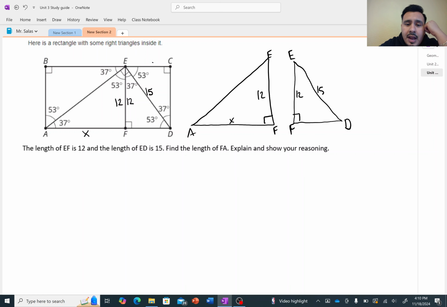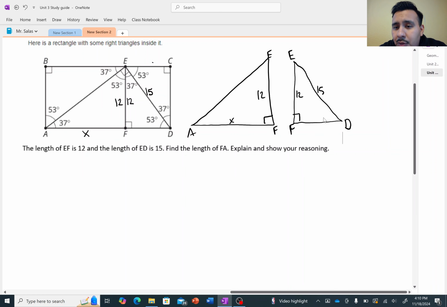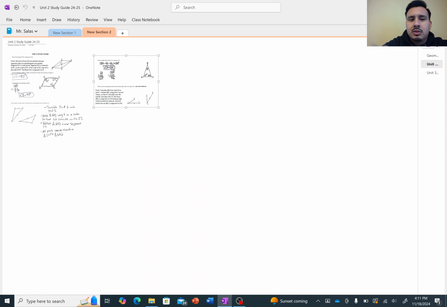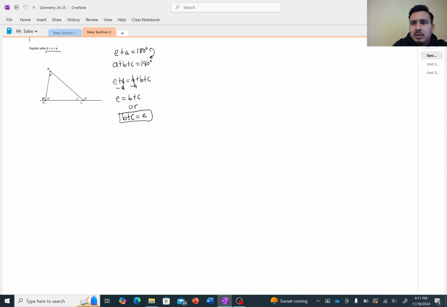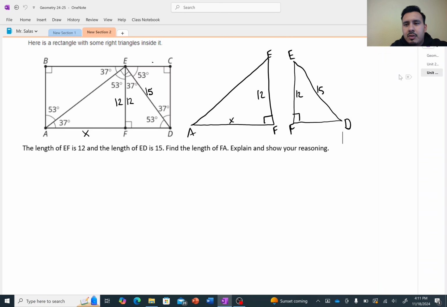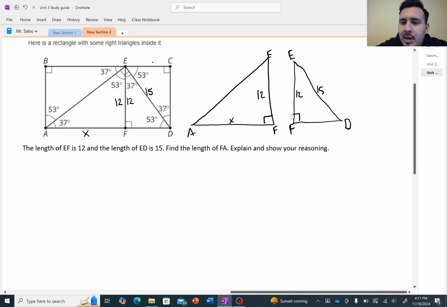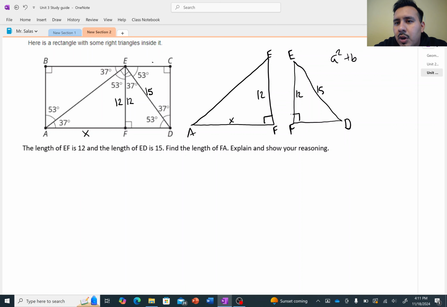Now, if I want to find this missing X, this missing value of FA, I have to find the corresponding side over here for FD. I know I have two sides, so I'm going to be using the Pythagorean theorem, right? The Pythagorean theorem says, a squared plus b squared is equal to c squared.